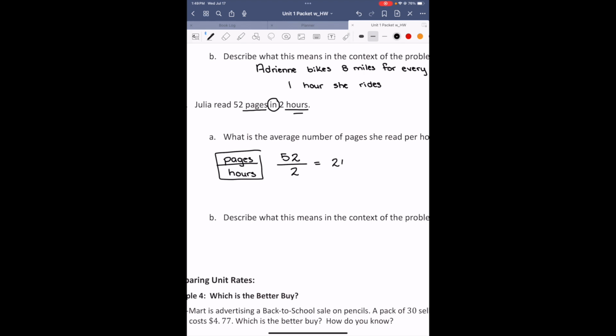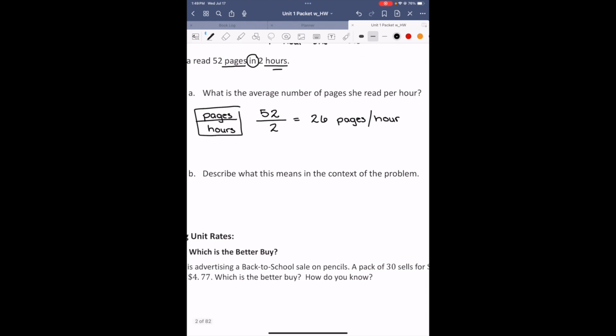And that's 26. And I'm going to write pages per hour. That's what that slash means. Okay. Same second part. Describe what this means in the context of the problem. So our sentence should have something to do with pages read in an amount of hours.